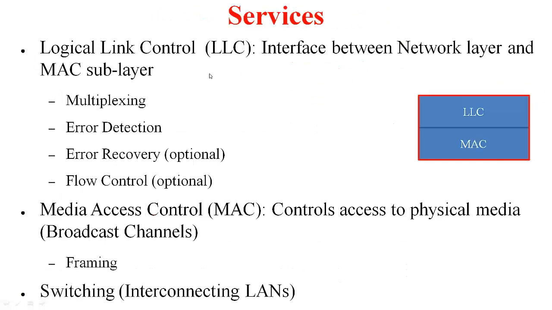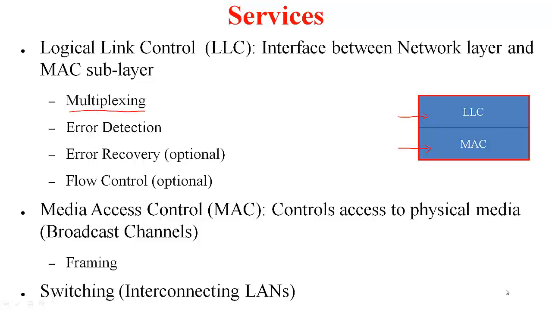As promised, there is a lot of action at the link layer. The link layer itself is divided into two sublayers. LLC stands for Logical Link Control, and MAC stands for Media Access Control. So the Logical Link Control interfaces between the network layer and the MAC sublayer. Its main job is basically multiplexing.